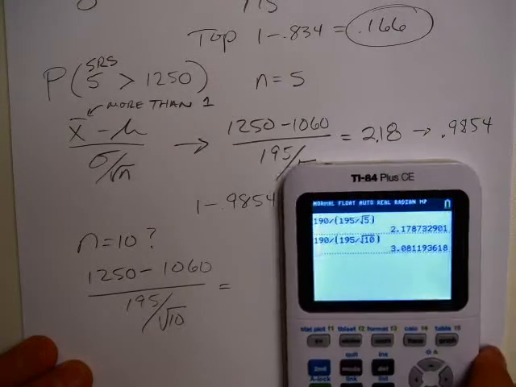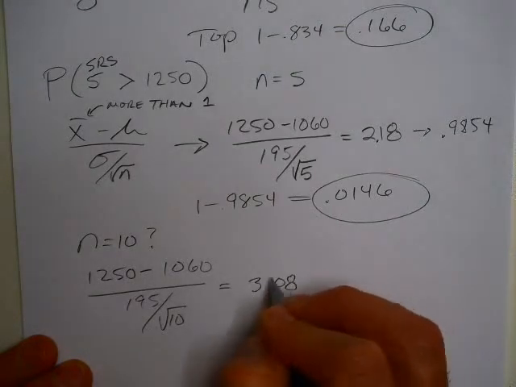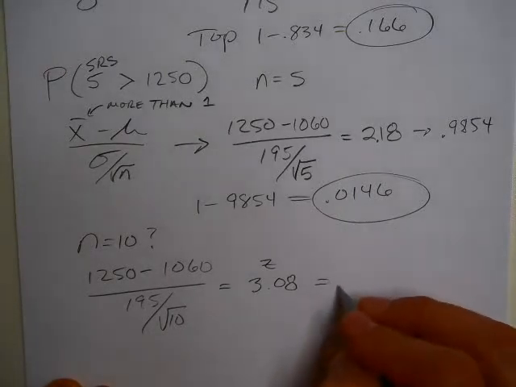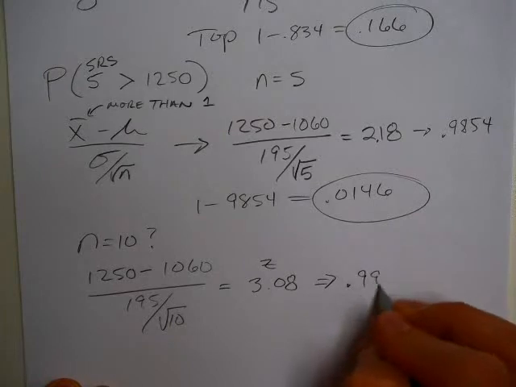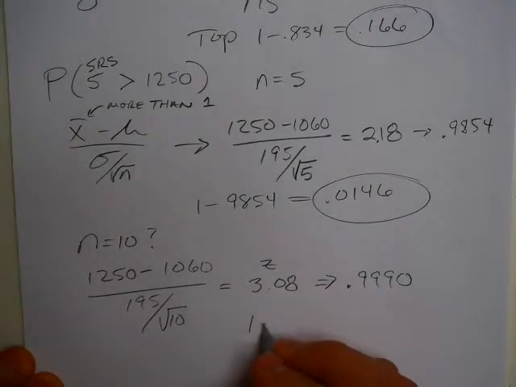3.08 is the z-score. So if I go to my table A again, it's not off the charts, but it is 0.9990. So if you could randomly select a group of 10 that had a score this high, they would be 1 in 10,000. The probability of that would be 1 in 10,000.